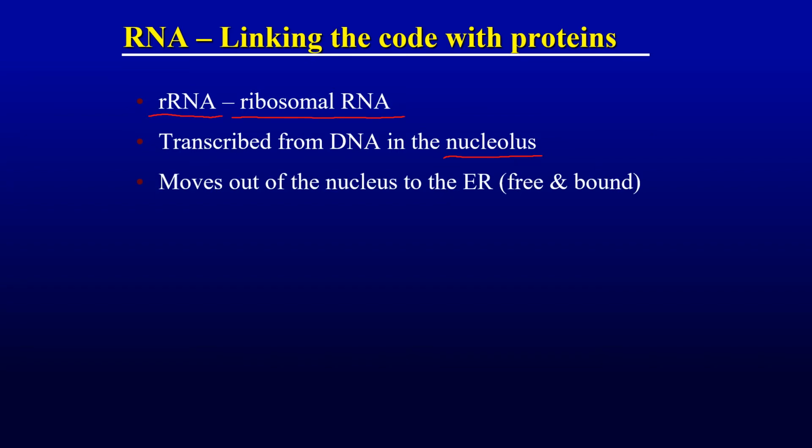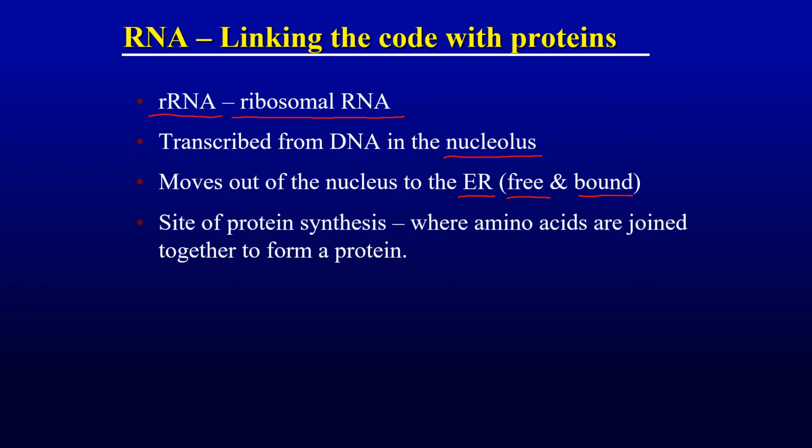transcribed from DNA. Now, once it's transcribed, RNA also moves out of the nucleus. It moves out through the nuclear pores, and it goes into the cytosol to the endoplasmic reticulum. And we have bound and free ribosomes. And if you remember, the free ribosomes are in the vicinity of the ER, the endoplasmic reticulum, and the bound ones are actually embedded in the membrane of the endoplasmic reticulum. So ribosomes then are the site of protein synthesis. It's where amino acids are joined together to form a protein.